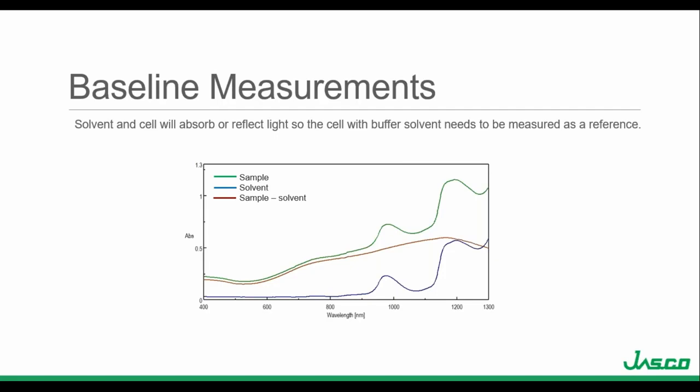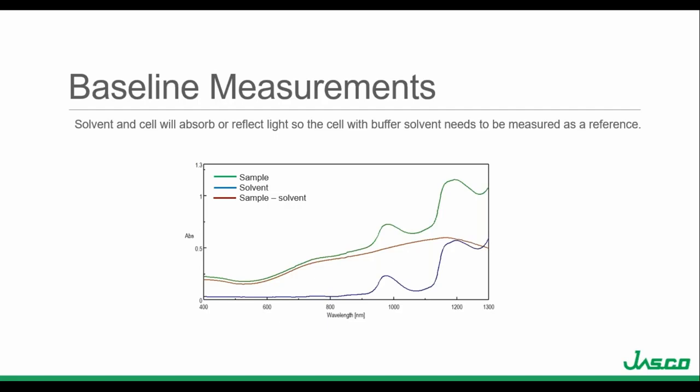In this figure, we can see the sample in green, the solvent in blue, and the solvent subtracted sample spectrum in red. And by neglecting to acquire solvent spectra and doing a subtraction, this will lead to incorrect absorbance values. Because here you can see that in the sample, which is the green line, you have a peak at about 1,000 and 1,200 nanometers. However, if you didn't run the solvent, you wouldn't realize that those two peaks are in the solvent as well, and they're not from the sample. So you would incorrectly assume that those are two chromophores being absorbed from your actual sample and not the solvent.